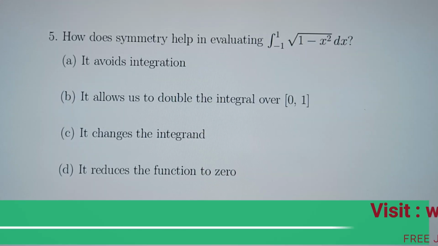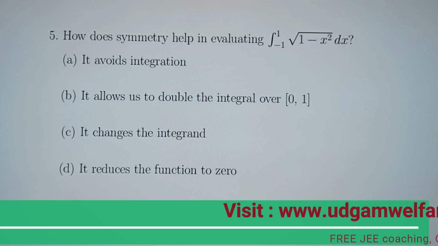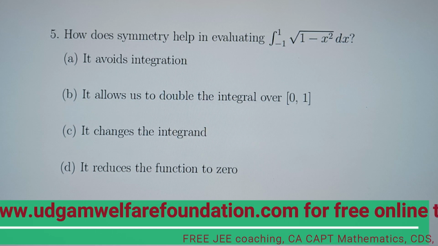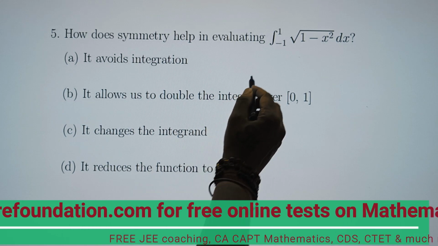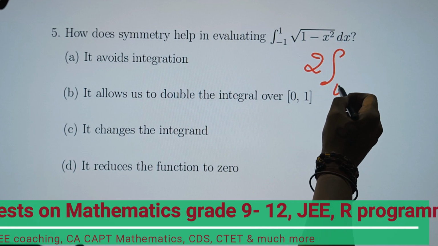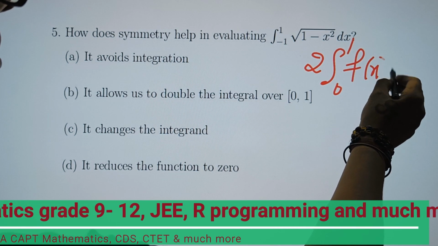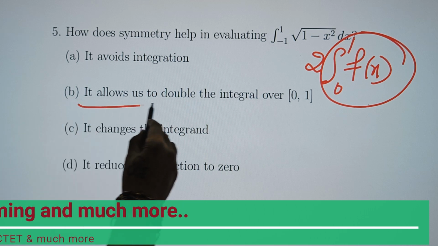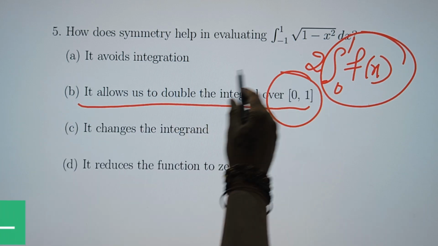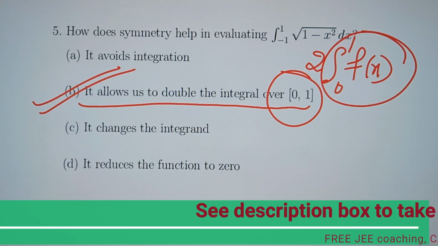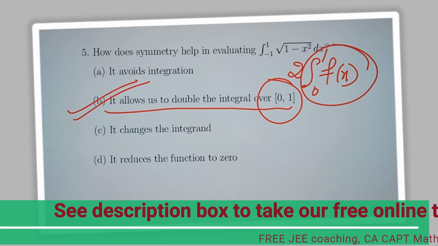So students, here comes our question number 5, which states: how does symmetry help in evaluating the integral from minus 1 to 1 of root over 1 minus x square? As we have discussed, the integral from minus 1 to 1 of f(x) dx is equal to twice the integral from 0 to 1 of f(x) dx. It allows us to double the integral over this particular interval. Very simple. So option B is our correct answer here. Students, that was the last question on this case study.